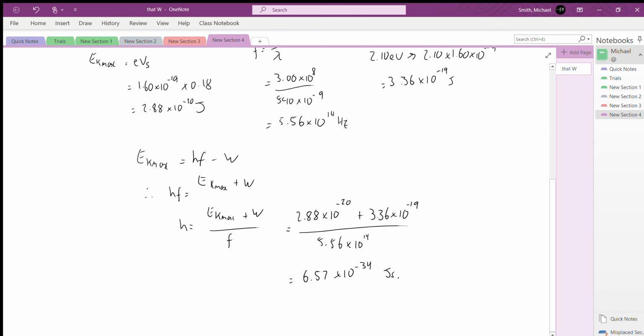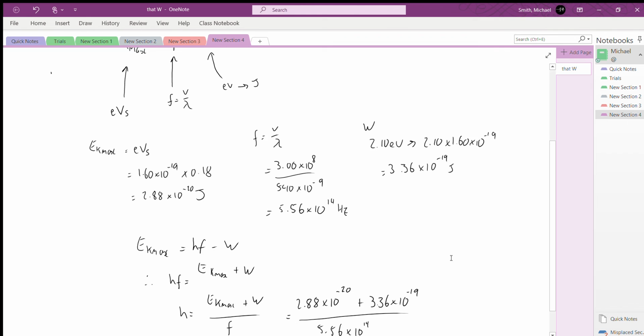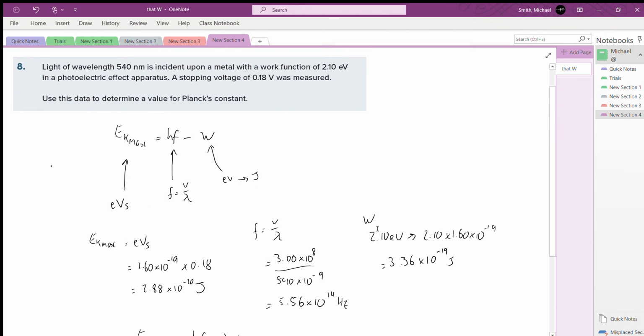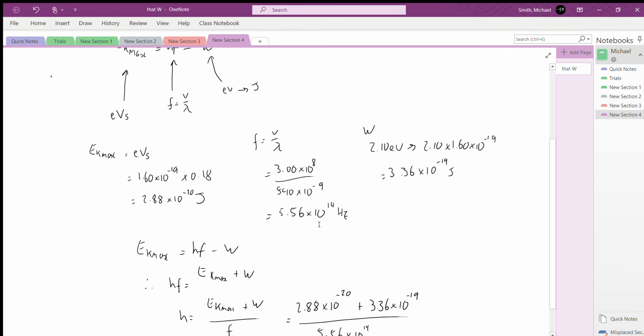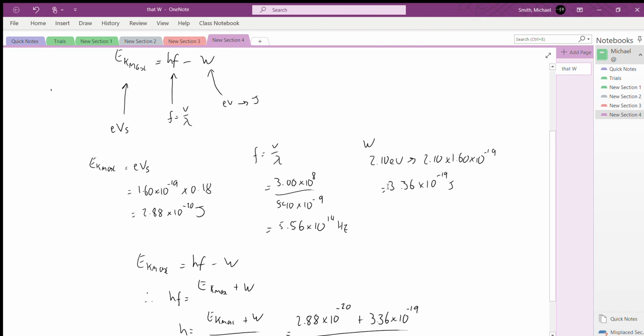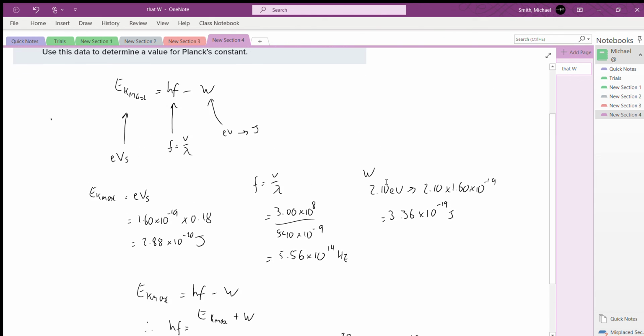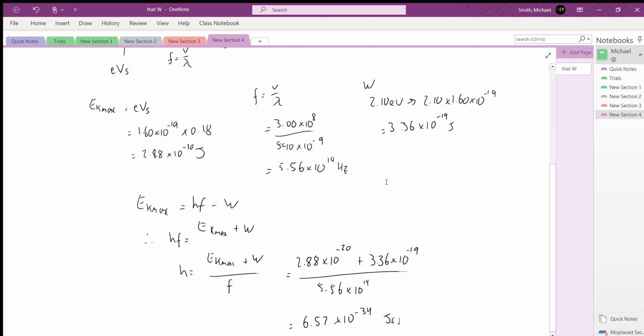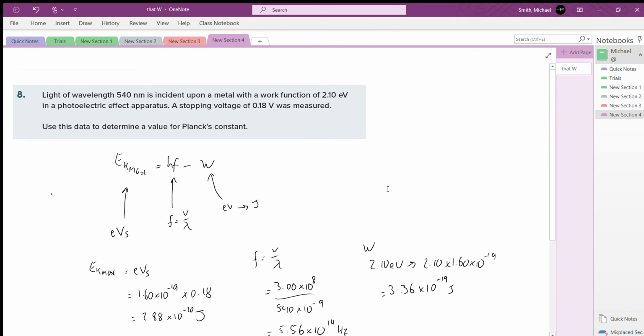The real value should be 6.63. We've got 6.57. With an experimental error, that's probably okay. And that's it. There's not really much to it. A lot of conversions here and rearranging, but otherwise the question itself isn't too difficult mathematically. You just need to make sure you've got a good conceptual understanding of what's happening so you can respond to a question like this.